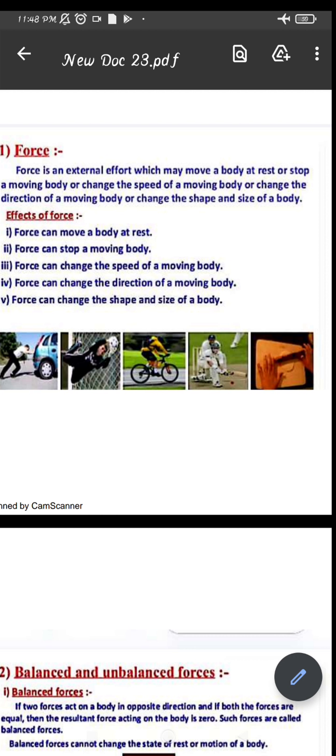When we apply the force to make the direction of the body change, then we can just change the direction by applying the force on it. We can change the shape and the size of the body also.